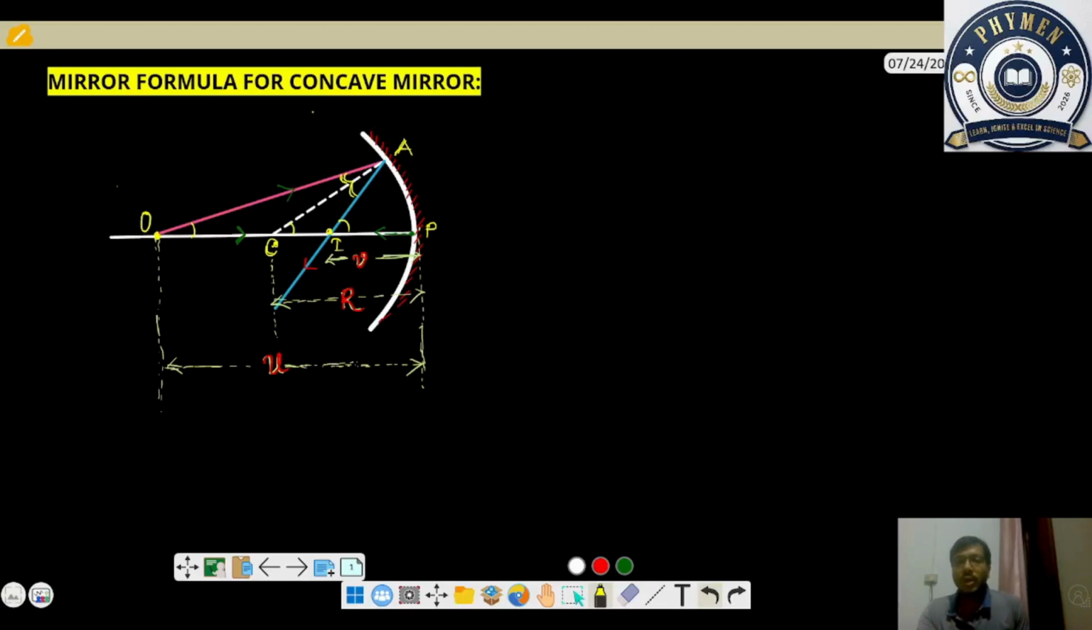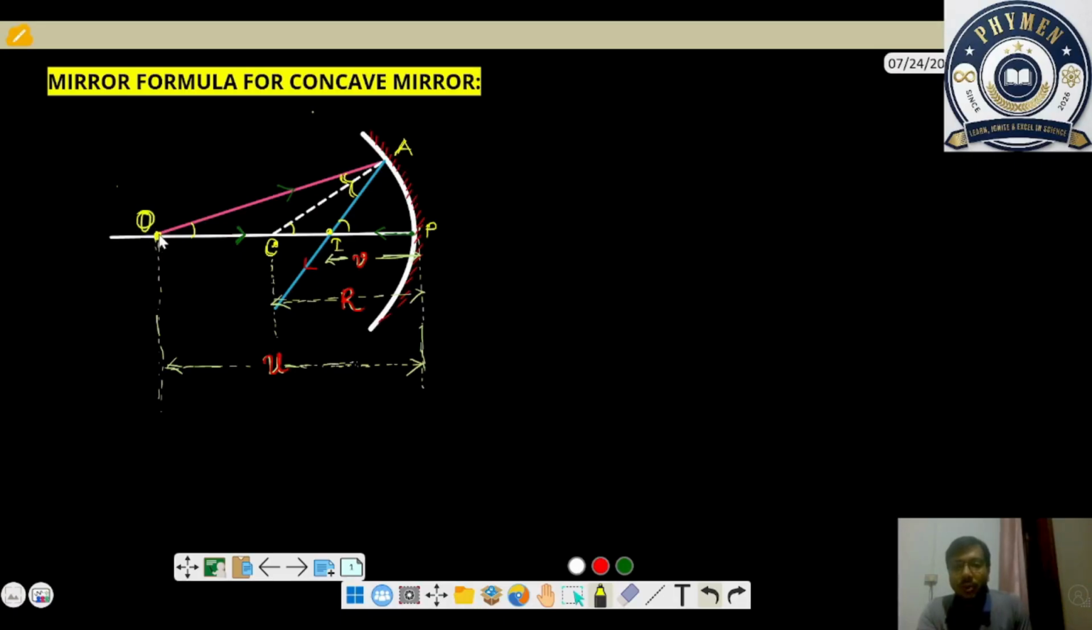Hello students, today we will discuss the mirror formula for a concave mirror. So this is your concave mirror as I have shown in the diagram. This portion is the concave mirror. There is an object O here. This is the object O.